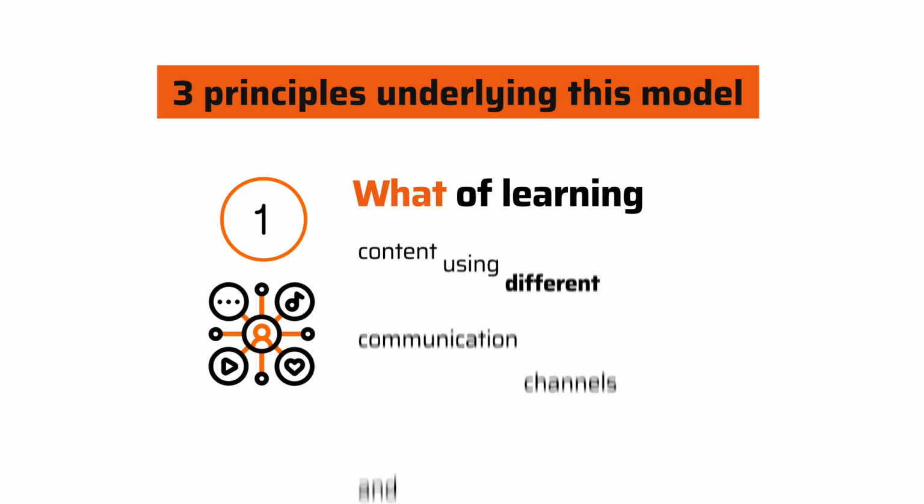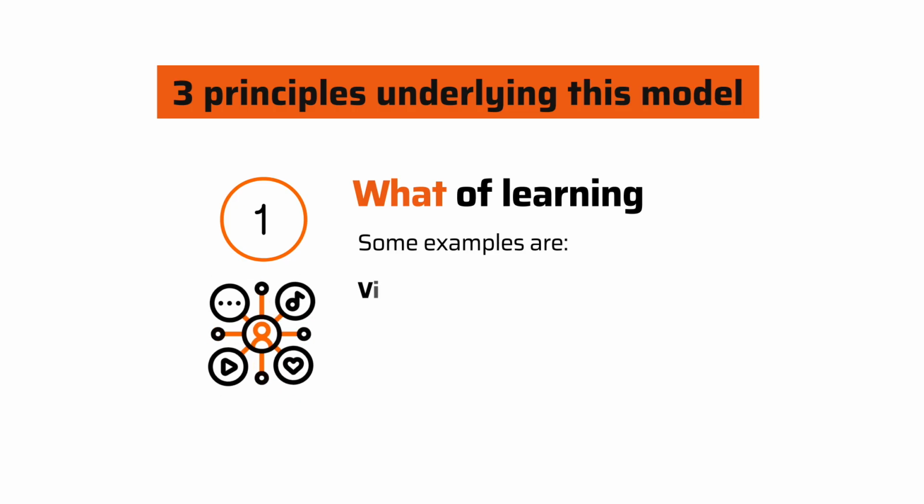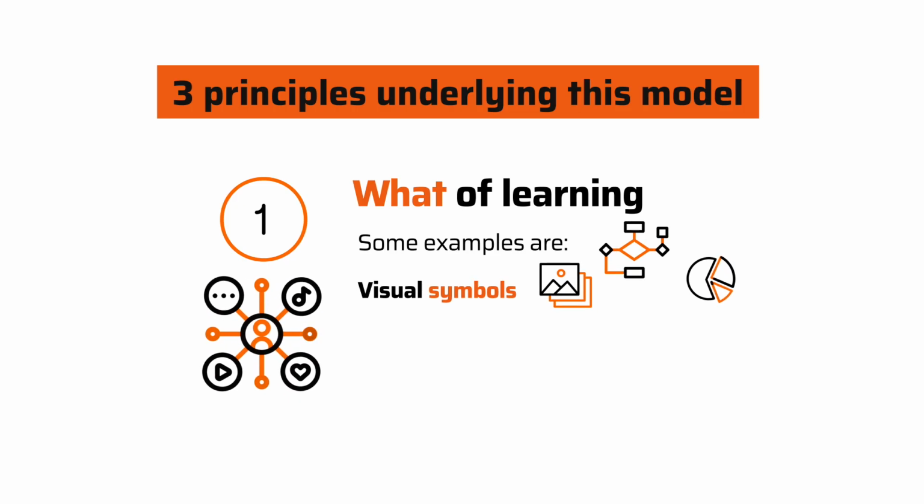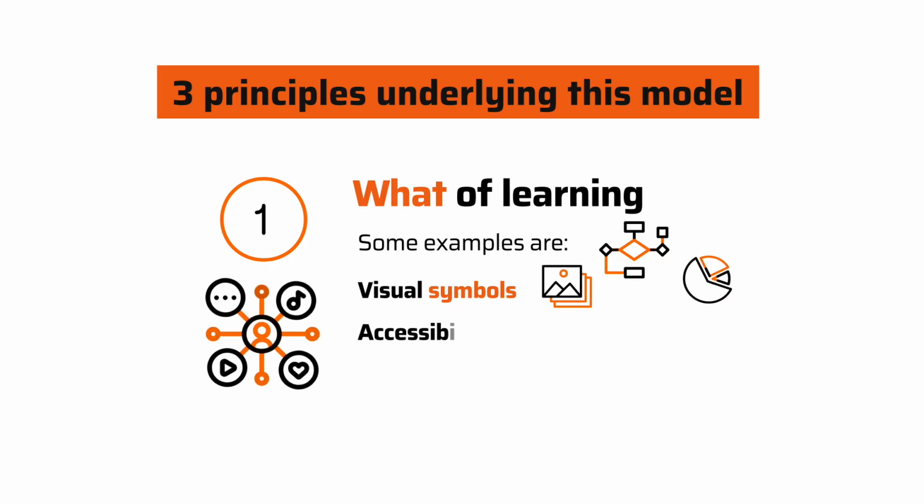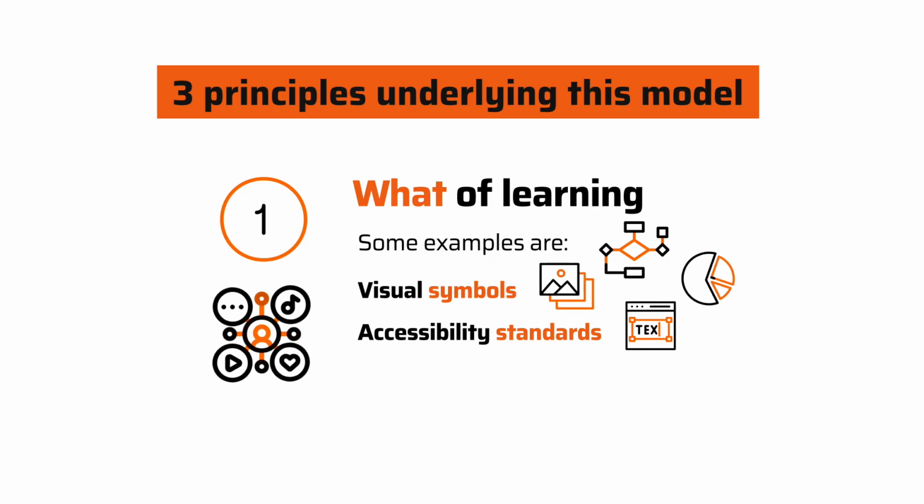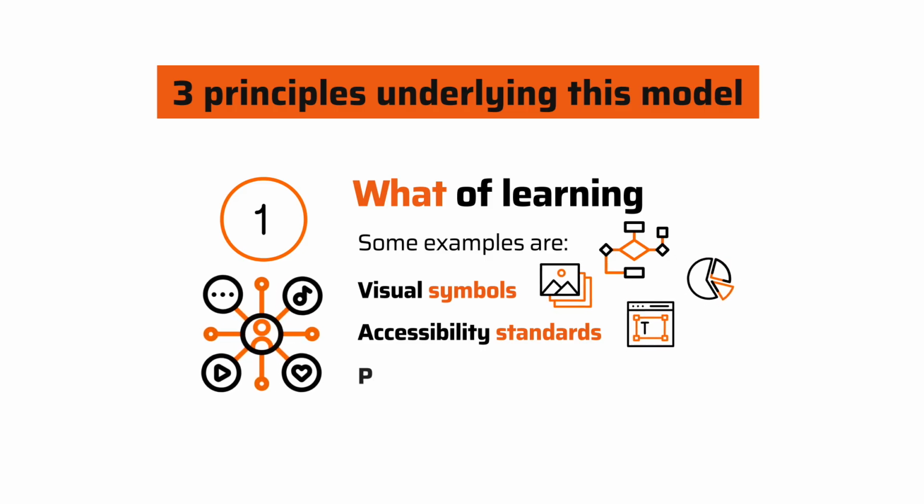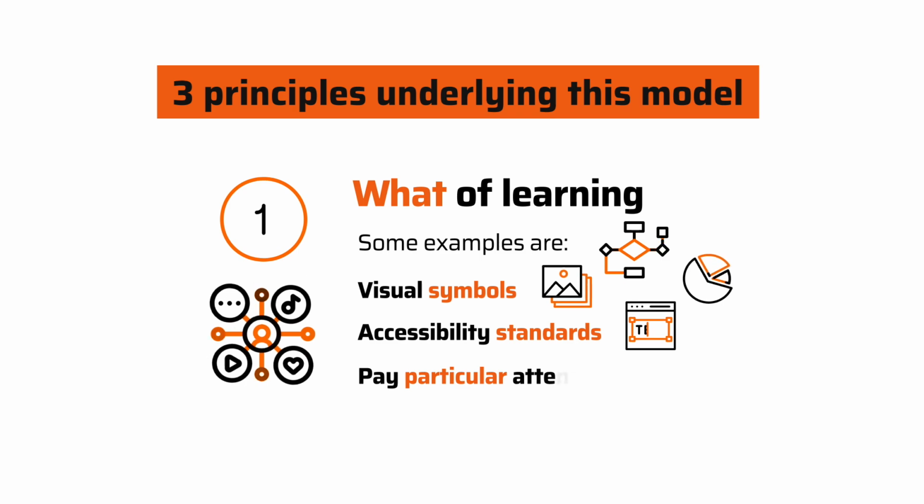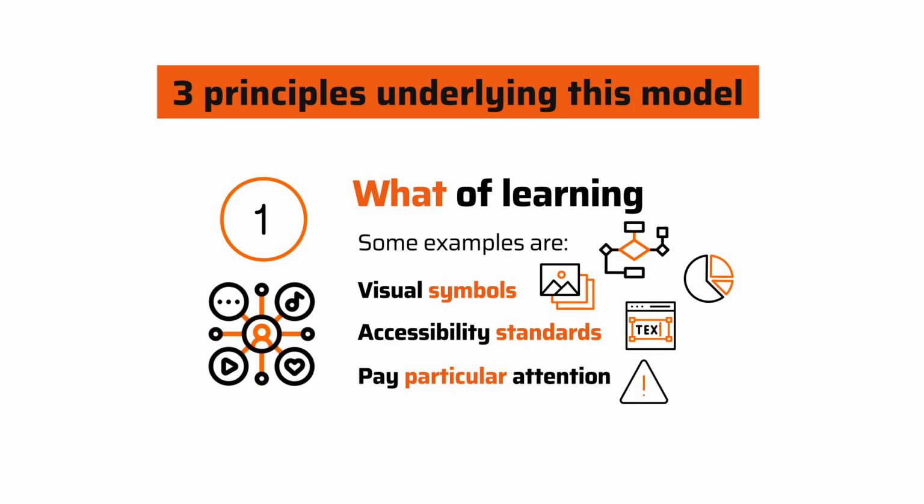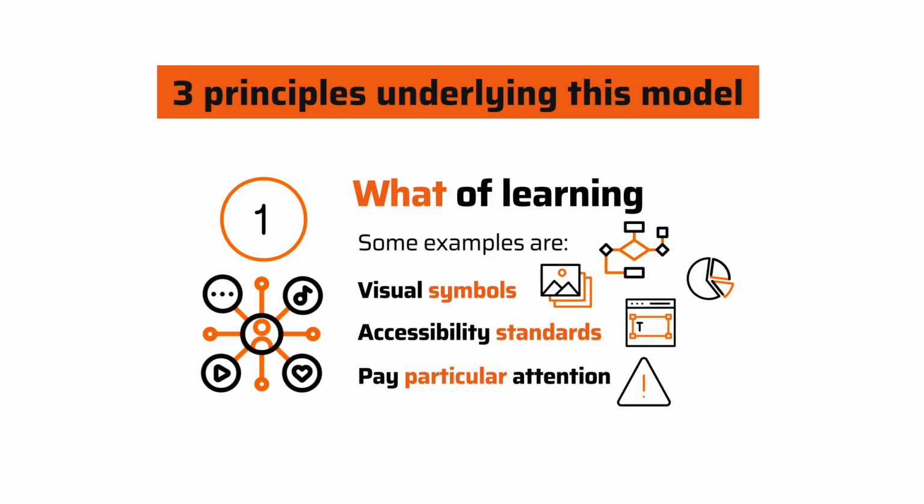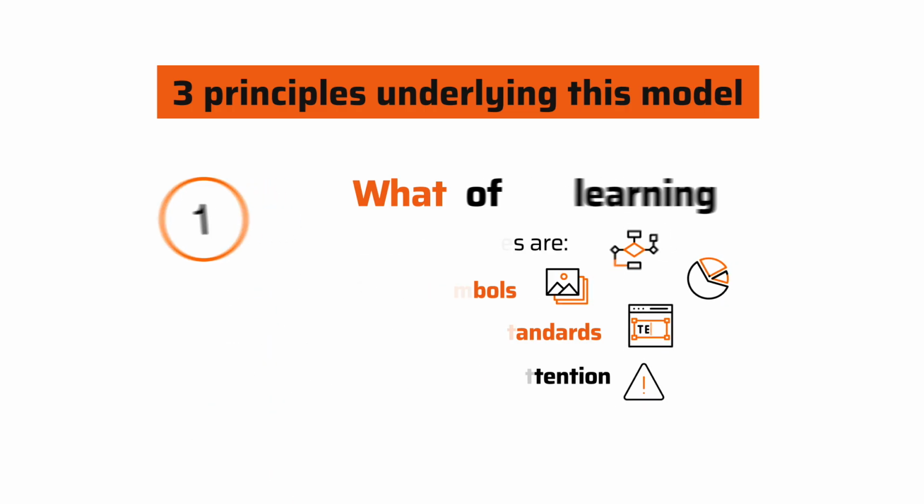Some examples of practical application of this principle are using visual symbols as well as images, graphics, and diagrams to represent main concepts, and following WCAG accessibility standards when creating digital texts. Pay particular attention to the contrast between the background and the text or image, as well as the colors used, bearing in mind that each of these has a meaning.